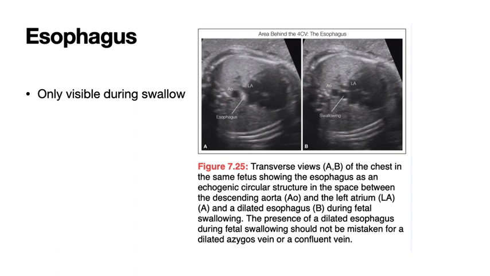So when the baby swallows amniotic fluid and it goes down the tube, it suddenly gets big, kind of like the aorta, but very briefly. It's only dilated while it's swallowing, and quickly that stops. So if you see this thing jump out and you're like, whoa, what's that? Just wait a second and see if it goes away. Then it confirms, yep, that was the esophagus.